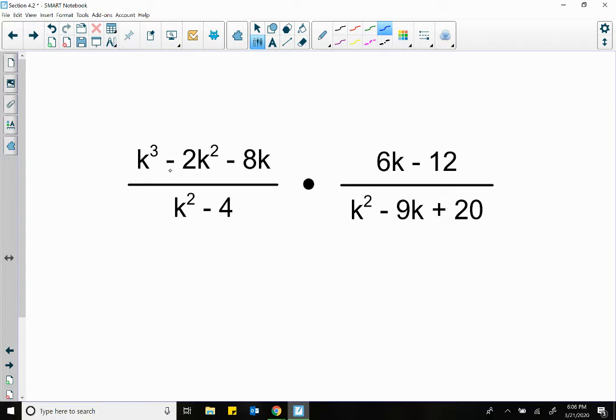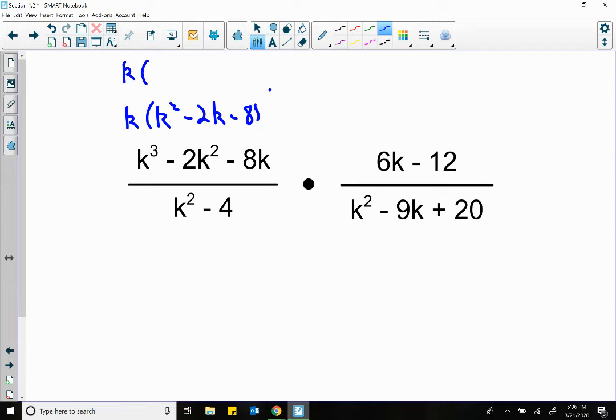Notice that this guy is 3 terms, a power of 3. Everybody has a k. Let's pull out a GCF of a k. That will leave you with k squared minus 2k minus 8. Now this guy right here can keep factoring. You've got to keep factoring for as long as you can.